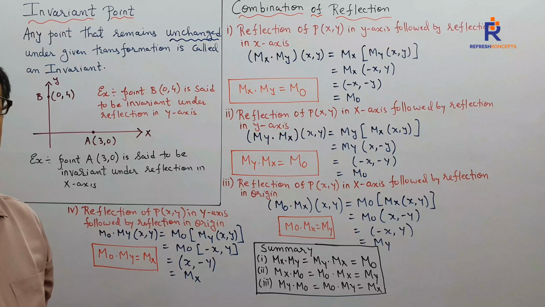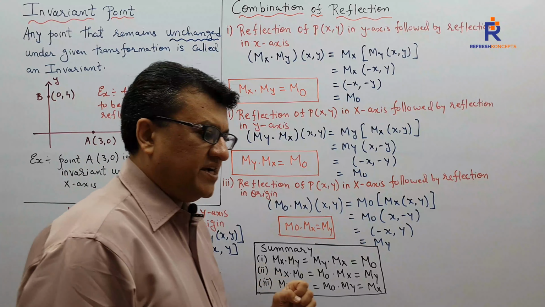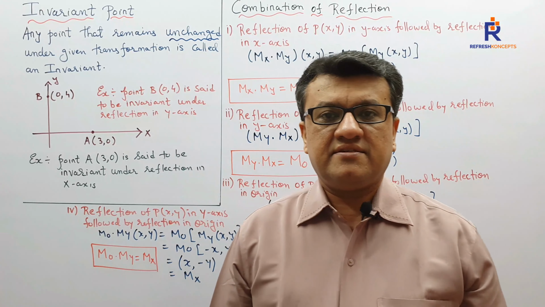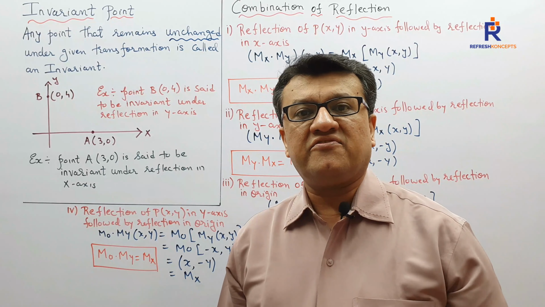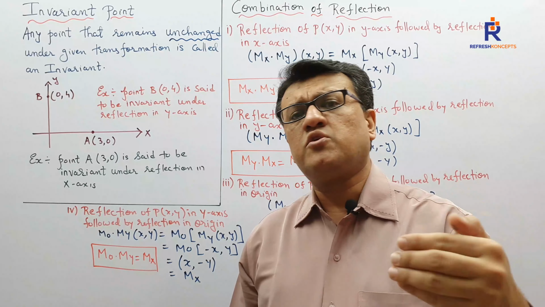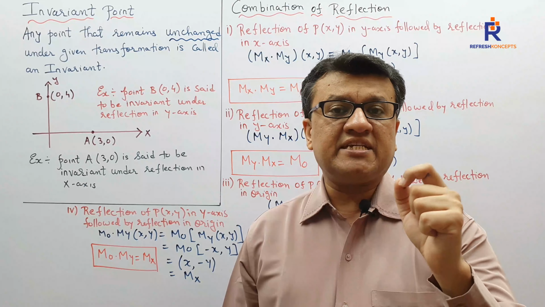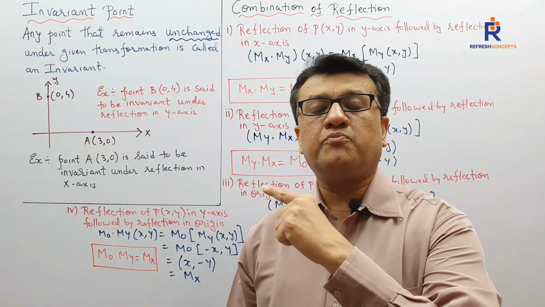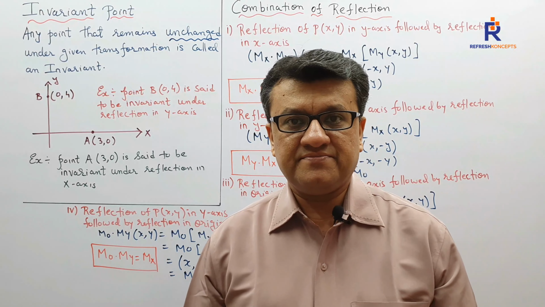Right, children? There are many questions being asked in boards. Many a time they ask within your sum: hence state the invariant points along so and so line of reflection. It could be x-axis, y-axis or any other line also. But yes, in board papers, this particular question has come many times. Name the invariant points along so and so line of reflection.